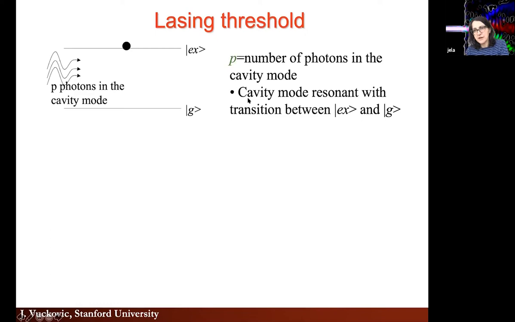Okay, so before we take a brief break, I just wanted to say that I posted these slides, but I don't plan to go through this in this class, because it would be yet another way of deriving Purcell enhancement and the strong versus weak coupling regime. We already discussed this briefly.